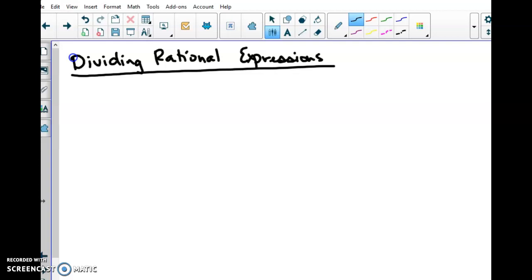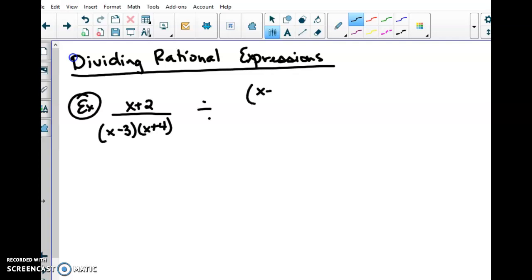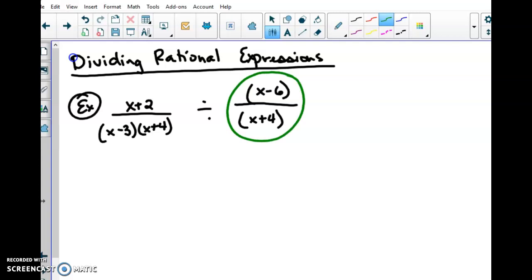So when we're looking at division of rational expressions, for instance, if I have x plus 2 divided by, and this is already going to be in the factored set, x minus 3, x plus 4, divided by x minus 6 over x plus 4. So again, realistically, you are dividing by a fraction. So fraction division is multiplication of the reciprocal.